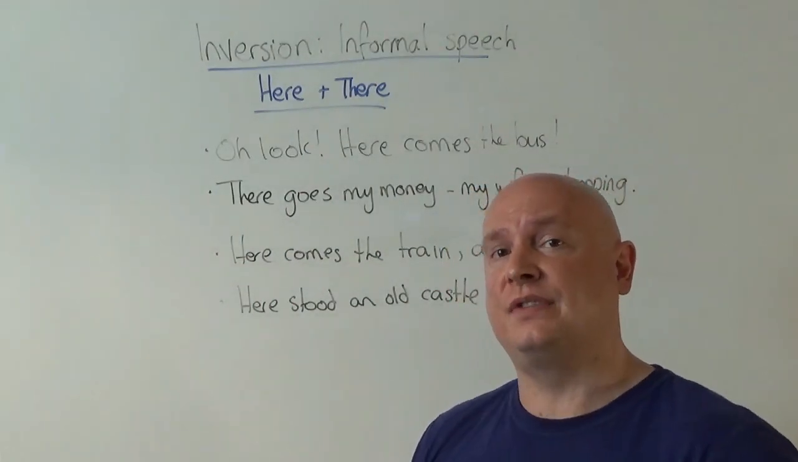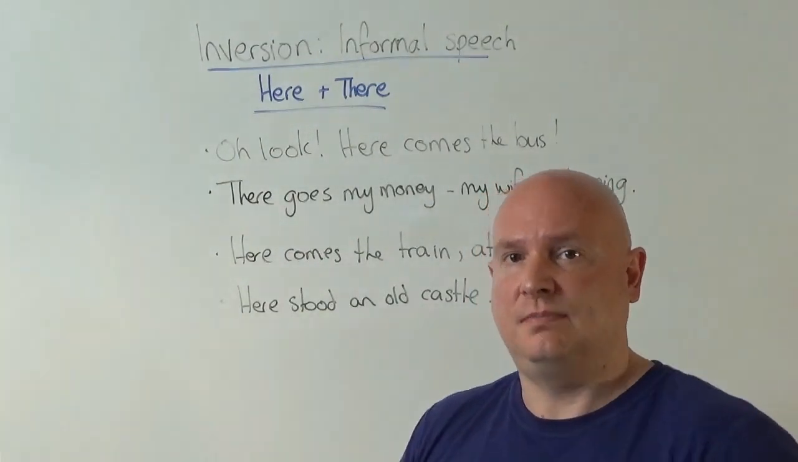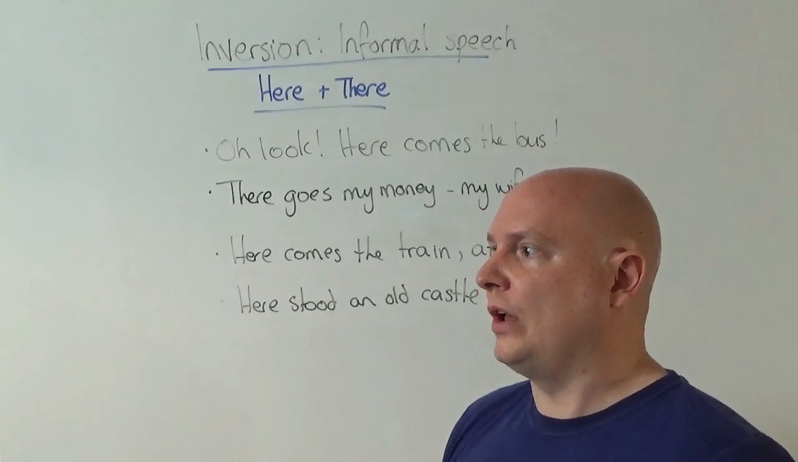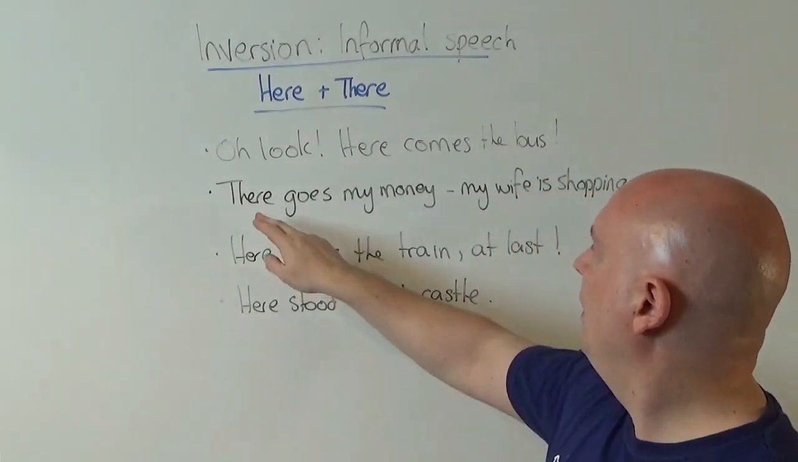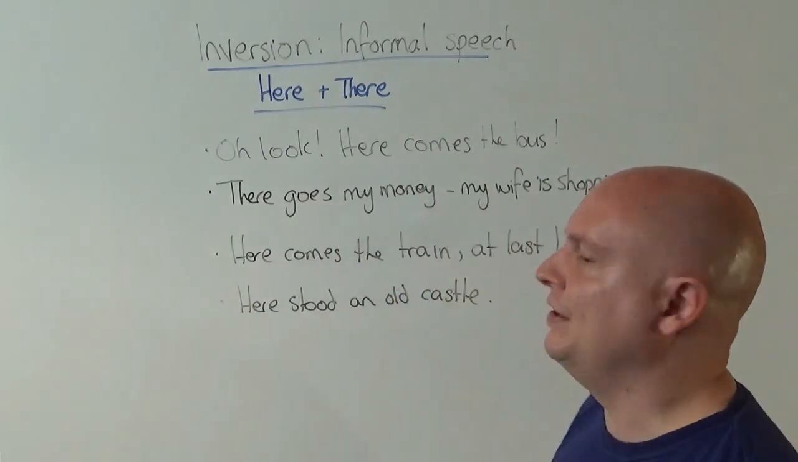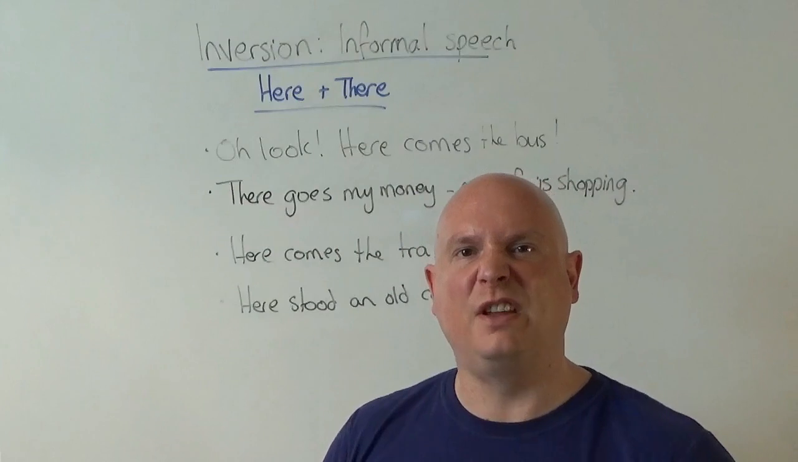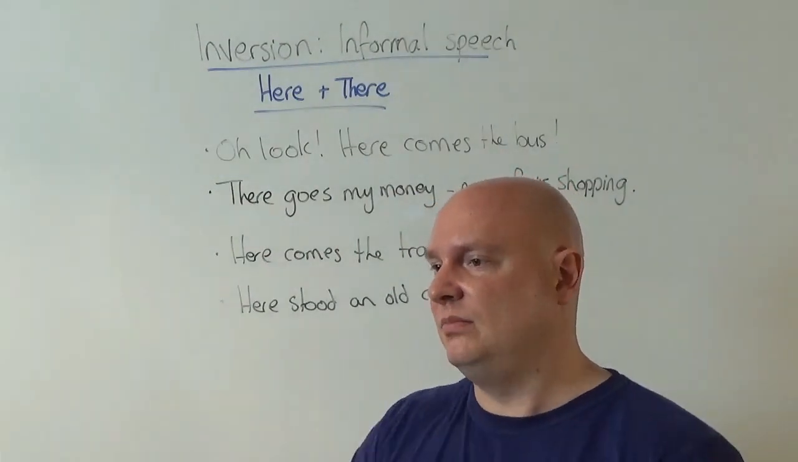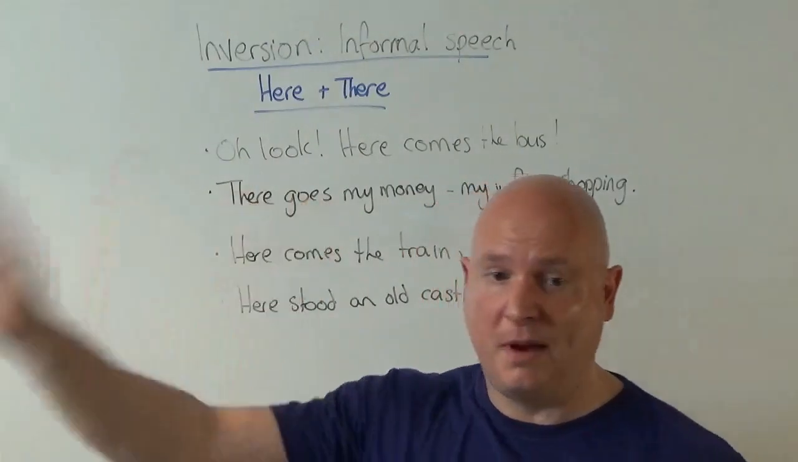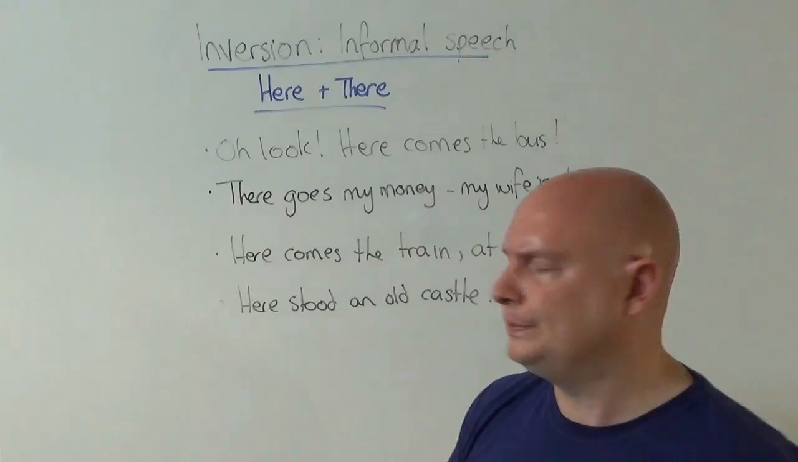If I want to give some surprise, to emphasize the fact that the bus is coming, I can invert. Oh look, here comes the bus at last. Like here. There goes my money, my wife is shopping. So imagine I'm in a supermarket and I see my wife shopping. Sorry that this is a bit sexist, but oh well, it's grammar. My wife is shopping, so, oh, there goes my money. That's it. Really emphatic, really colourful, emotional.